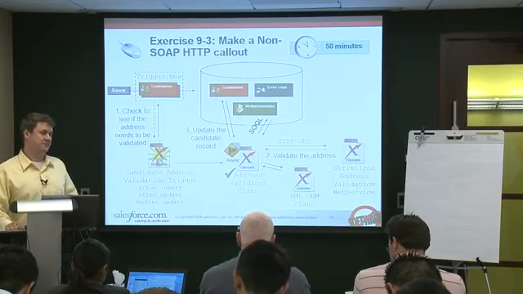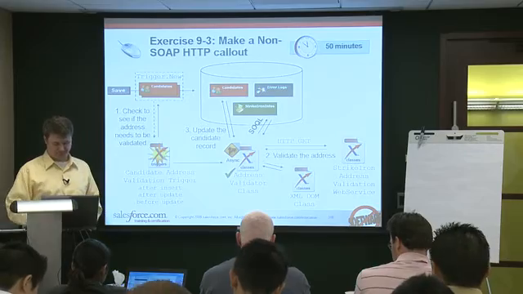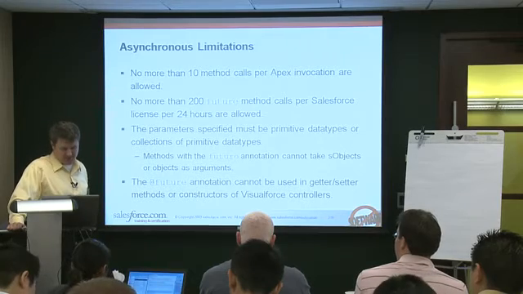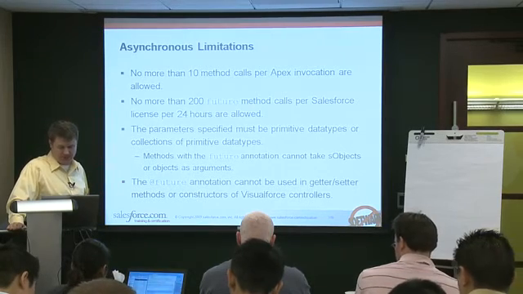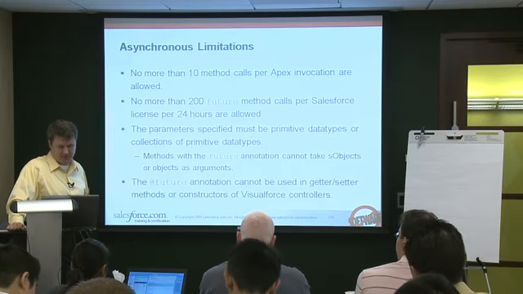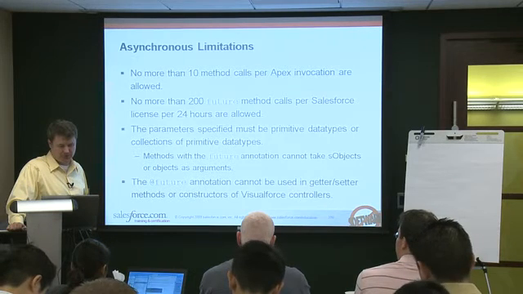David, yes. It says that for getters and setters, you can't use the future annotation. What makes it a getter or a setter? Does it look at the code, or does it use the method signature? Let's see. So the future annotation cannot be used in getter or setter methods or constructors of Visualforce controllers.